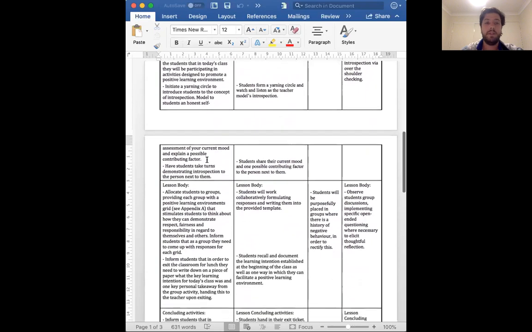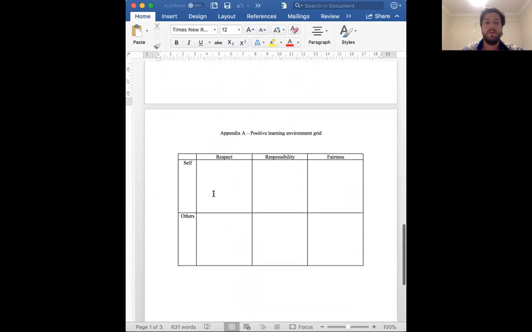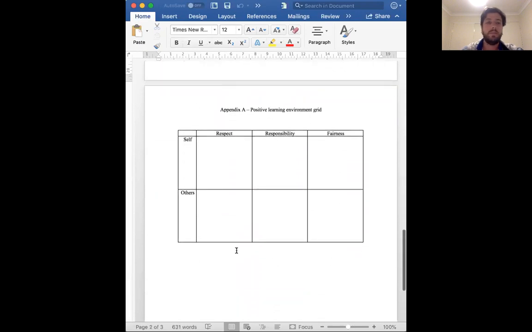In the body of the lesson, the teacher will allocate students to certain groups, and each group will be provided with a positive learning environment grid that stimulates students to think about how they can demonstrate respect, fairness, and responsibility in regard to themselves and others. So this is an example of what a grid may look like, and the students in their groups will come up with responses for each of these boxes together.